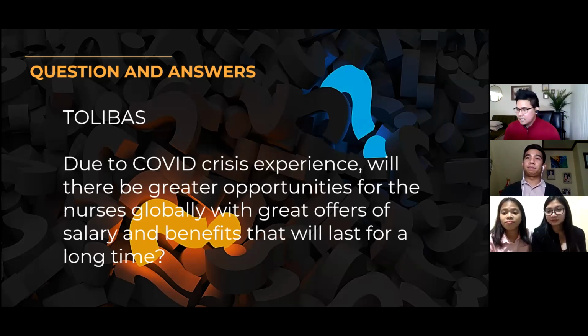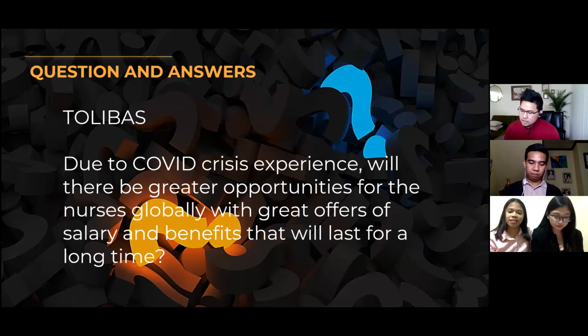It's just that because of this pandemic, it forced different states here in the US to release emergency funds to help different nurses here in the US. So I believe that after COVID, these benefits like the high salary in the US will last. Post-COVID.